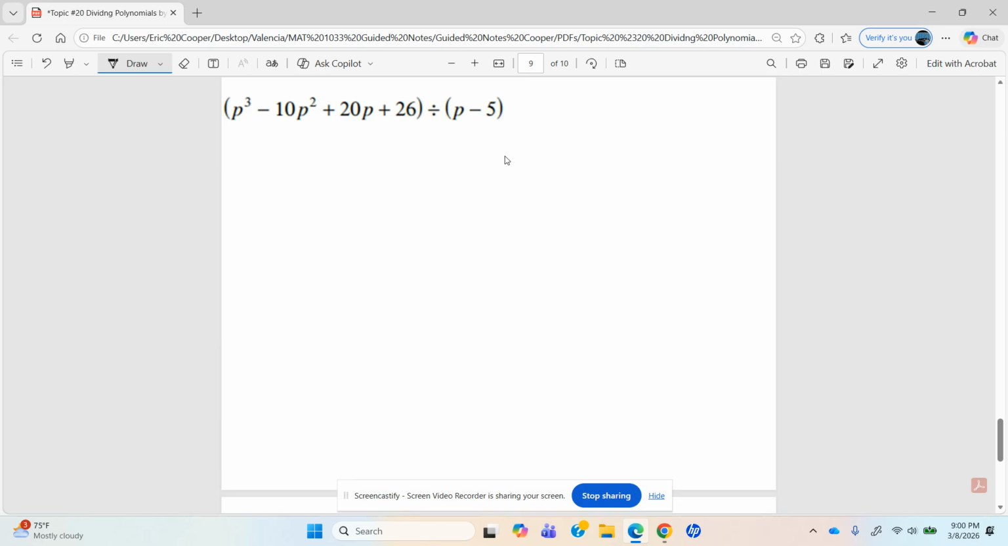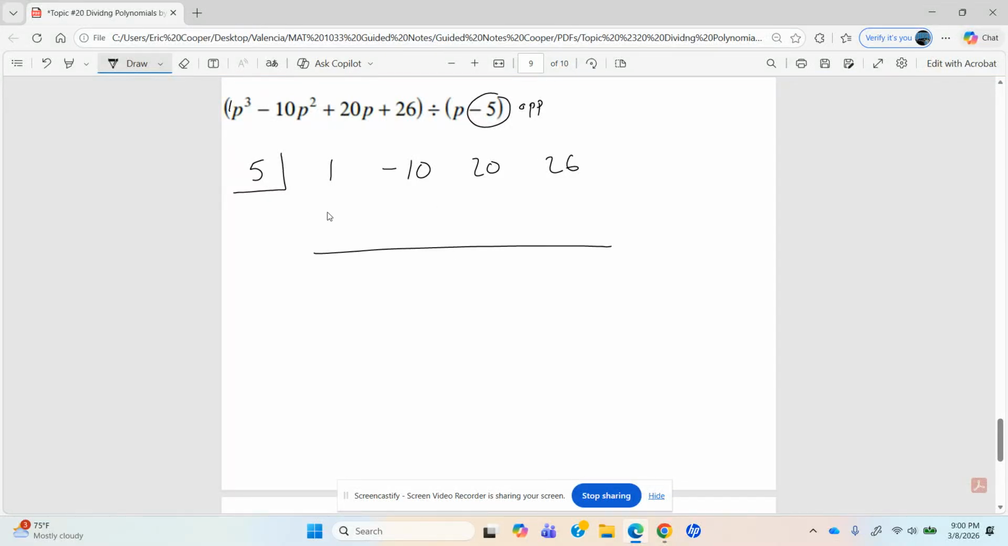Let's show you again with this problem. So again, we're going to put a number in the box. We're always going to take the opposite of what's here. So I'm going to put a 5 here in the box. Then we're going to get rid of all of the variables. We're going to have no more p's, and we're just going to put the numbers. So again, this is a 1, so we're going to have a 1, a -10, a 20, and a 26.